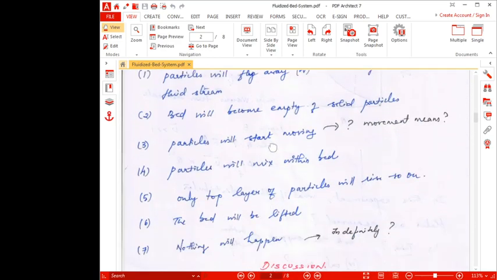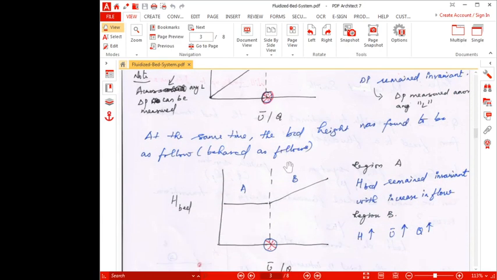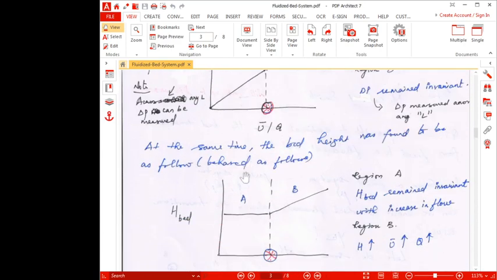This height of the bed is constant till some part, so that means corresponding to this region A it is constant, and after this transition point the bed height keeps on increasing. So this is what is observed. This is what one can also see experimentally.